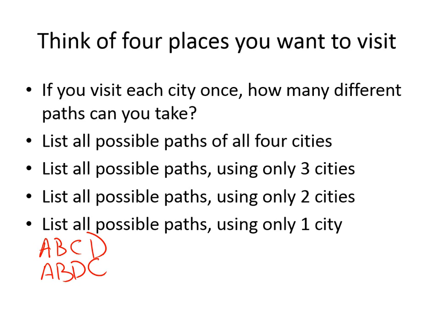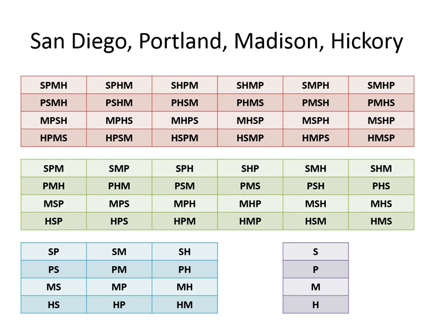I can wait. Got it? Great. So these were mine. I picked Portland, San Diego, Madison, and Hickory. So California, Oregon, Wisconsin, and North Carolina, respectively. And then I've listed it out, and I use just the first letter of each one to show it.